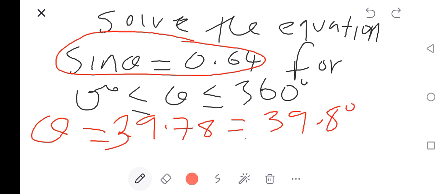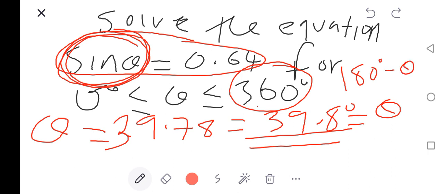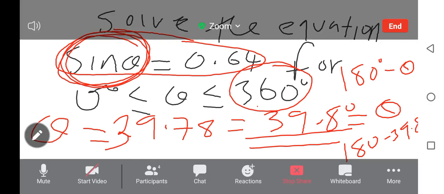39.8 degrees. That's our first answer as theta. Always the first answer is in the first quadrant. So now this is where you're checking. Are you going to subtract from 360 or not? We can't subtract from 360 because we know that positive sine is only in the second quadrant. So we are still using 180 minus theta. With 360 we have nothing to do here. So we say 180 minus 39.8 degrees. What you get is the answer.